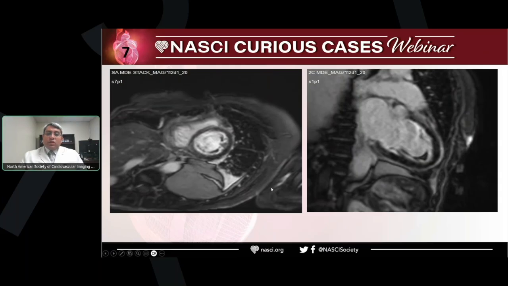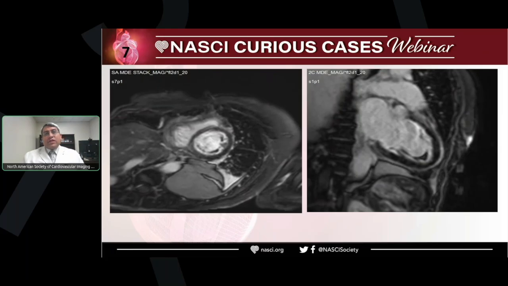What else? What about the endocardium? Is there a little bit of enhancement there too? Yes, subendocardial. So there is subendocardial enhancement.